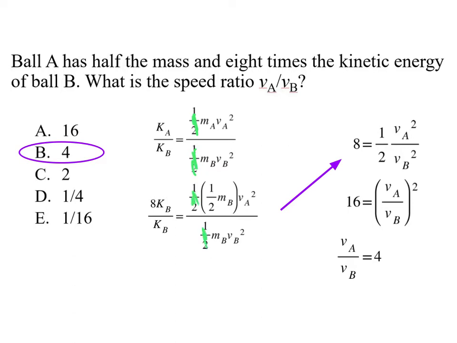Down here, I guess you can say, and of course, the MBs cancel out and the KBs cancel out. And that's how you get the thing over here. 8 is 1/2 of VA squared over VB squared. We group the squares and we bring the 2 over and we end up in the same place. VA over VB is 4.